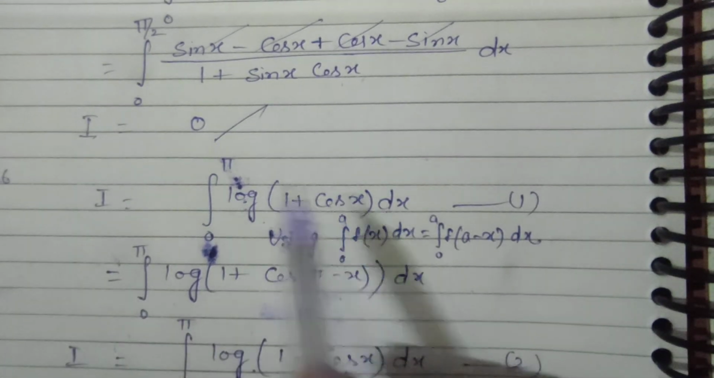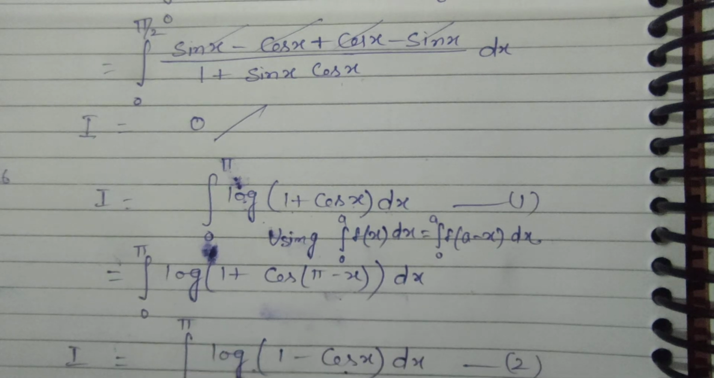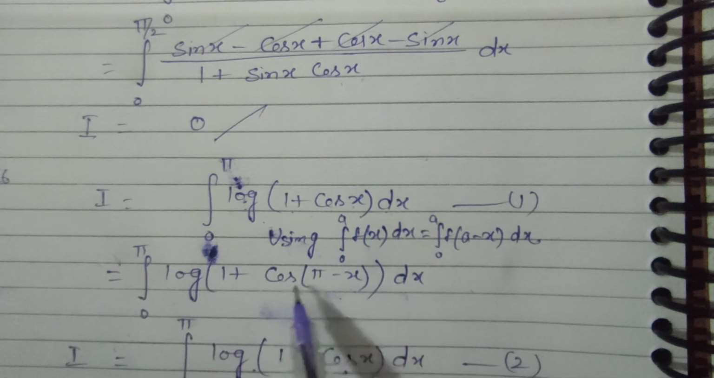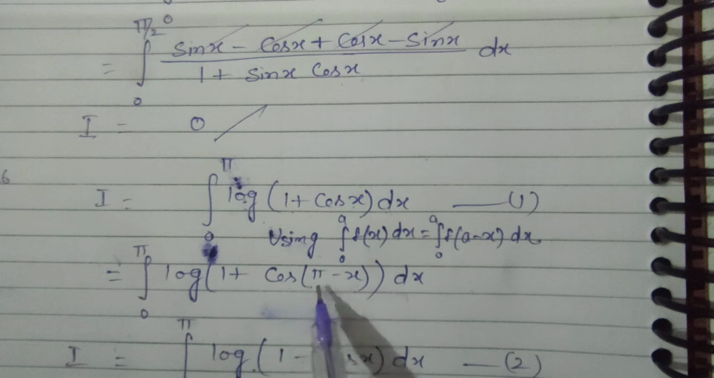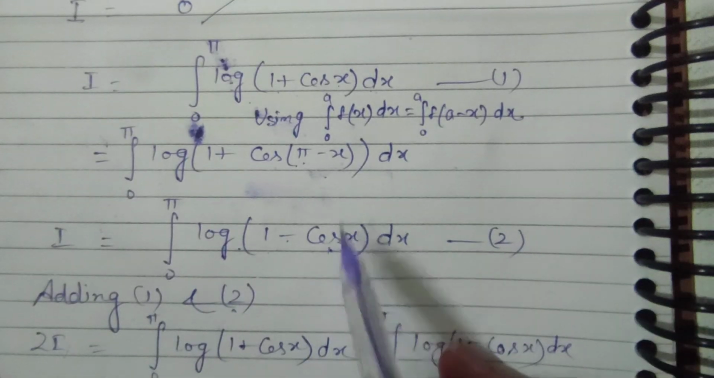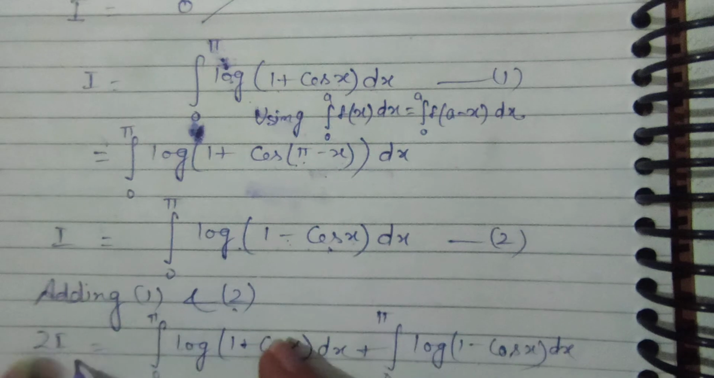So in place of x, what will come here? pi minus x. So the limit is 0 to pi. Log of 1 plus cos of pi minus x is, in the second quadrant cos is negative, so a negative sign will be here. Cos of pi, we are using pi here, so the function will not change, it is cos also. So cos x. Adding first and second, we add these two, I plus I is 2I.